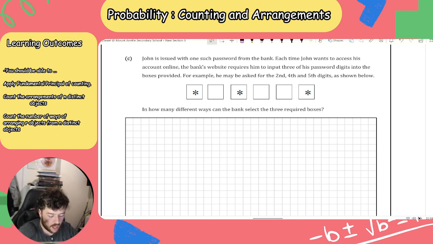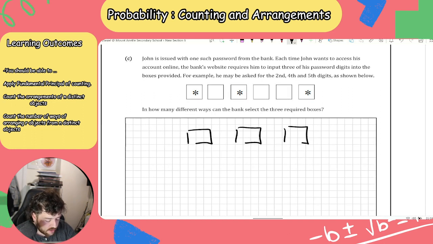required boxes? So he is only going to ever be asked 3 of his digits, right? And it's not going to be repeated, so it's not going to ask him for his 2nd digit 3 times. So he's going to be prompted on his screen: enter your 1st, 2nd, and 5th digit, or 2nd, 4th, and 6th, etc.